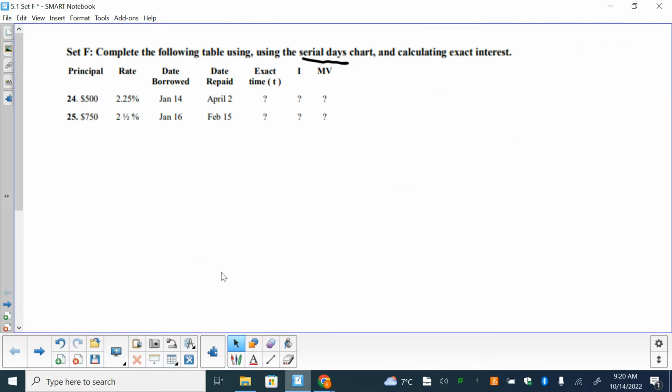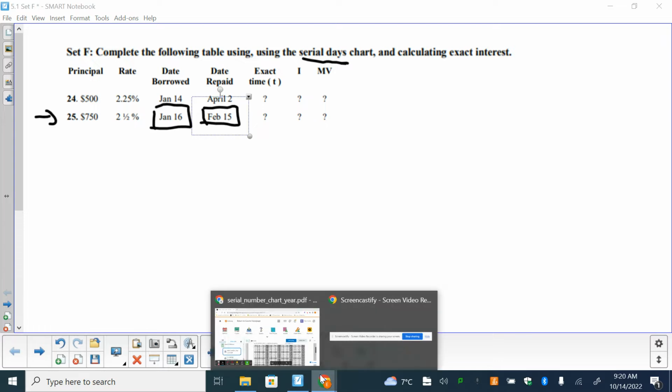So let's go back to the question. If we look at 25, what you're going to do is look at the dates. You've got January 16th, that's when you borrow the money, and you're going to repay it on February 15th. So we need to know how many days it is from January 16th to February 15th. How many days have passed?